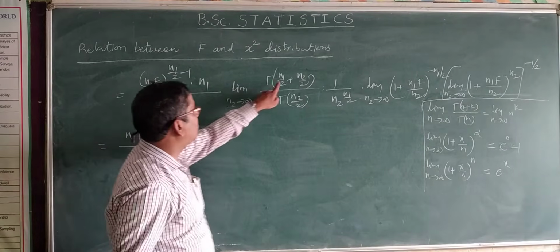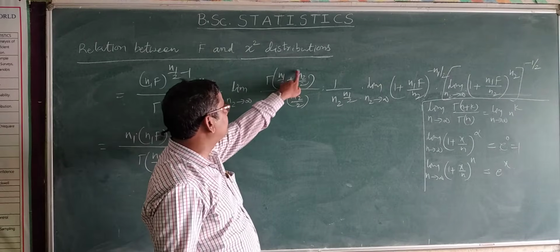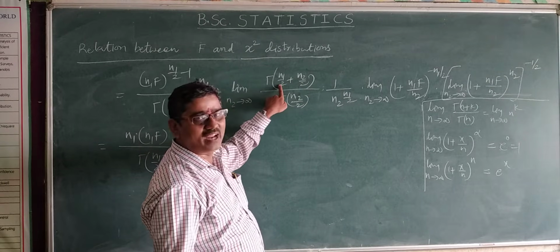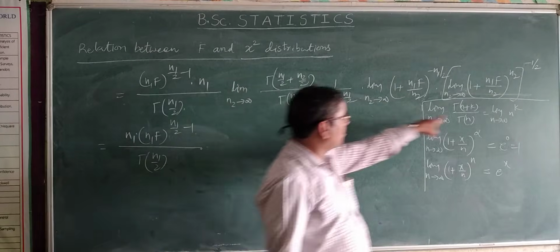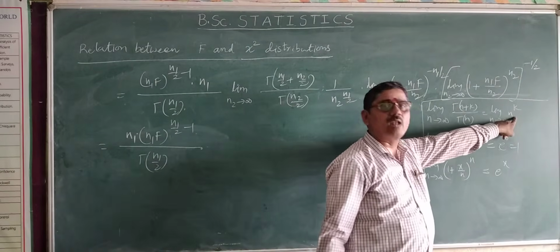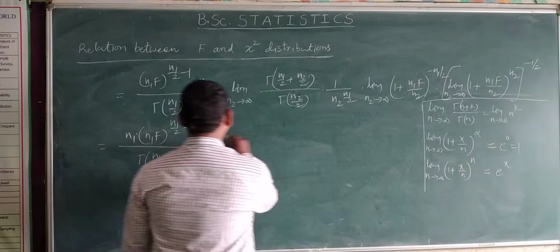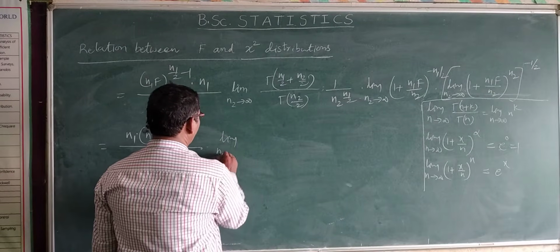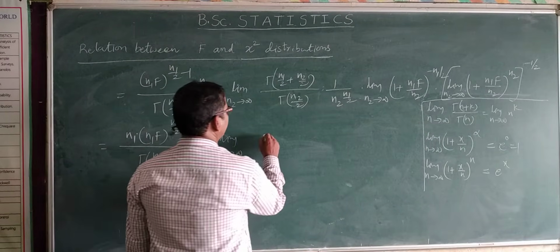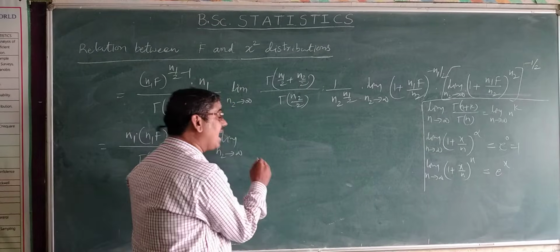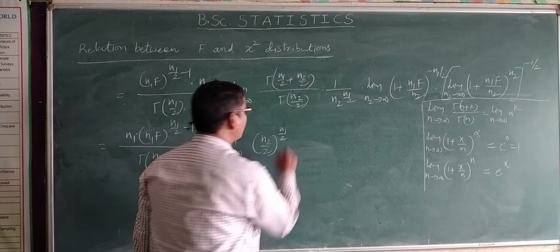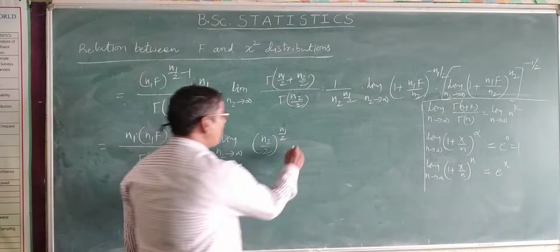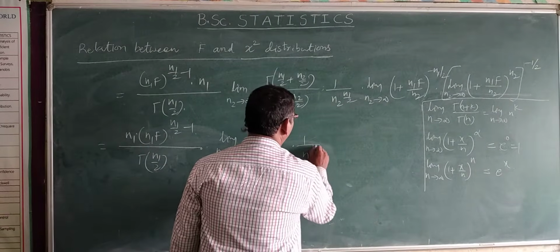Now you see here gamma of (n1+n2)/2 divided by gamma of n2/2. This formula becomes limit n2 tends to infinity of n to the power k, where n is n2 by 2 and k is n1 by 2, to the power k. Multiplied by 1 by n2 power n1 by 2.